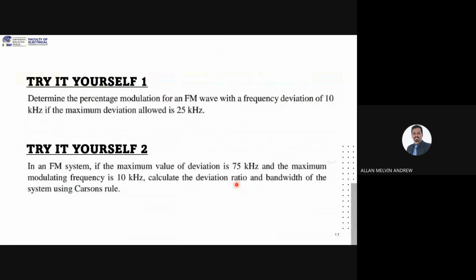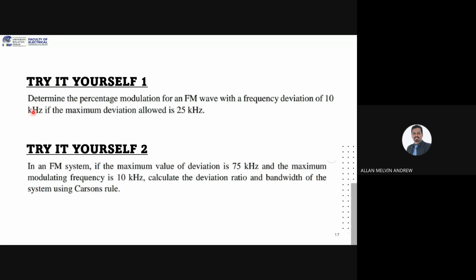Okay, so you can see some of the questions related to this topic, frequency modulation. I expect you to try it yourself. You can see some of the calculations which can be asked in the midterm or final. So the calculation portion, it's not so hard. You just need to use the formulas given in order to calculate.